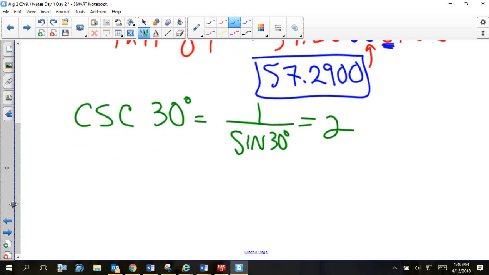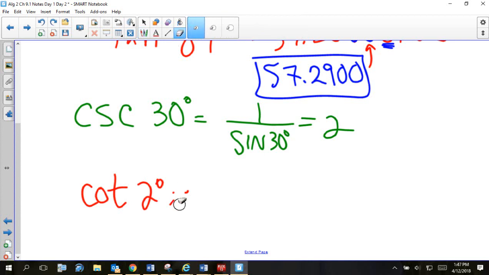I've never used this. All right, try another one. How about the cotangent of 2 degrees? It's helpful to put on your notes what you typed into the calculator, so you remember later.